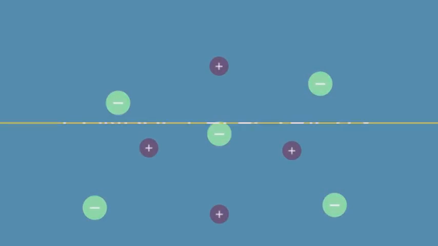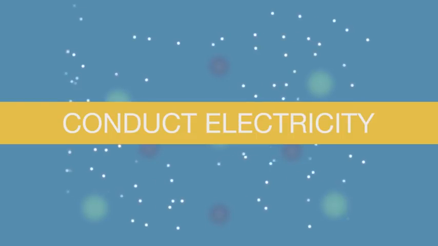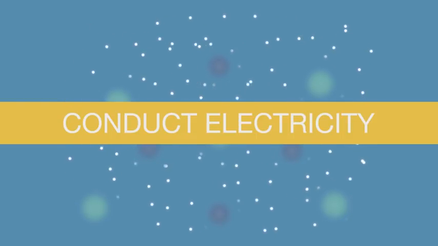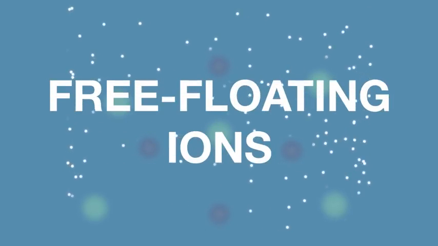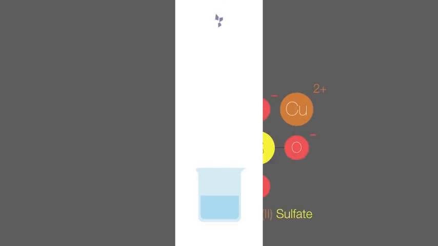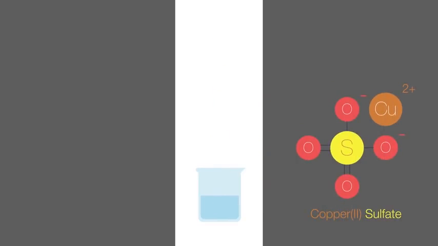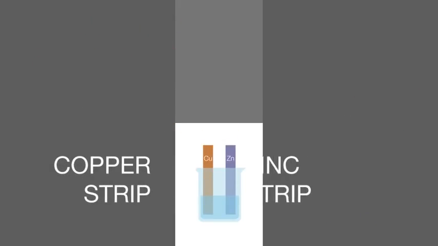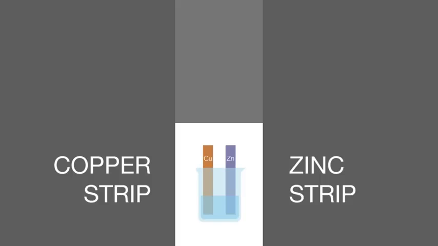An ionic compound dissolved in water can conduct electricity. This is another key property of ionic compounds. This is made possible due to the presence of free-floating ions. We can dissolve copper(II) sulfate in water in a beaker. Add a few drops of sulfuric acid. Place a strip of copper and a strip of zinc into the solution. These will act as electrodes.